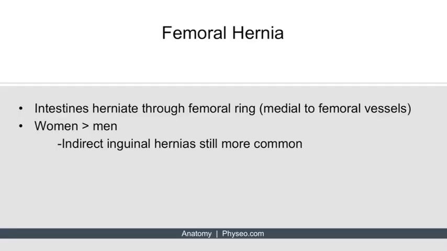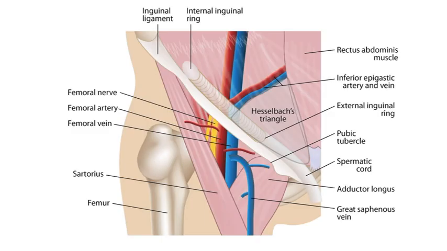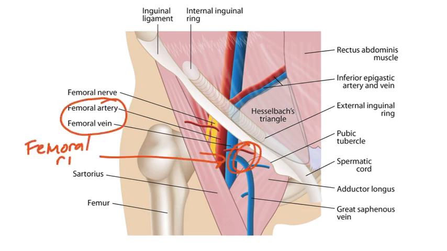The last thing to talk about are the femoral hernias. In femoral hernias, the intestines will herniate through the femoral ring. The femoral ring is medial to the femoral vessels, and this occurs more often in women than men. However, it's super important to remember that indirect inguinal hernias are still more common, even if you are a woman. So notice right here we have the femoral vessels, the artery and the vein, and just medial to those is the femoral ring, right in here.